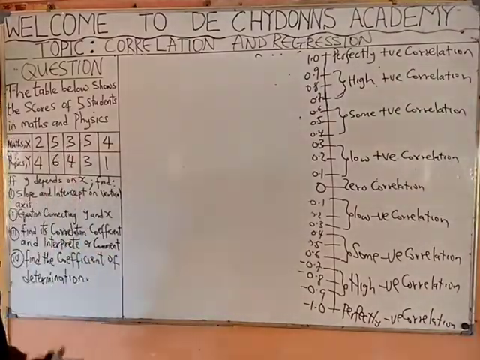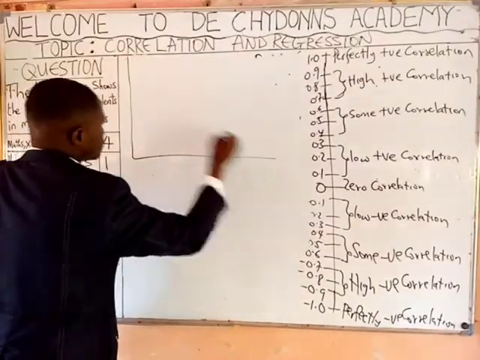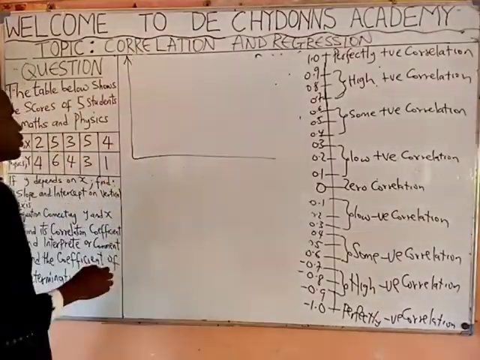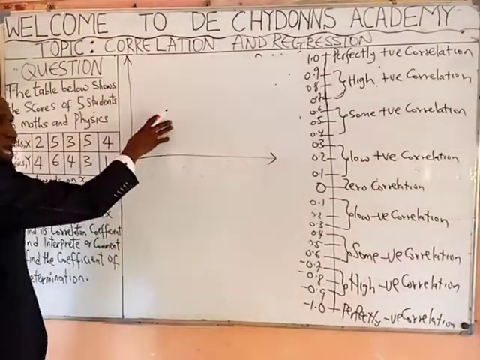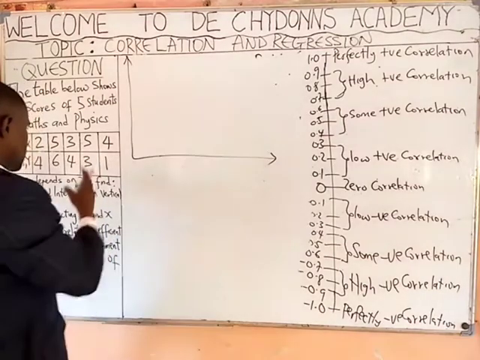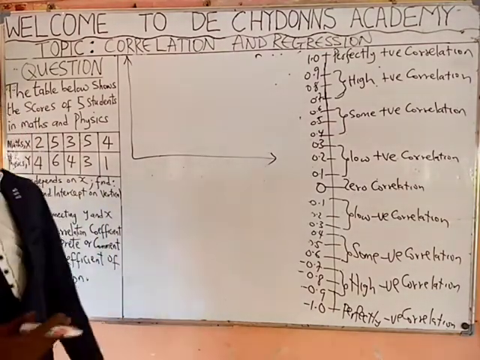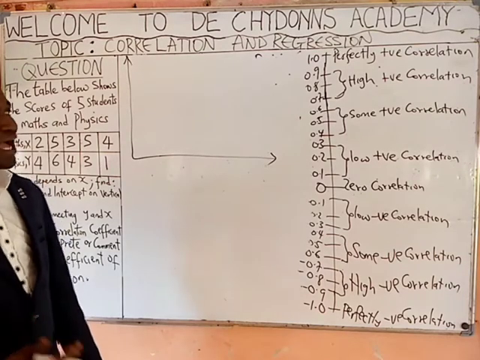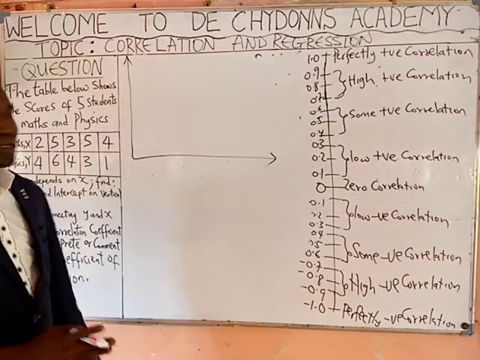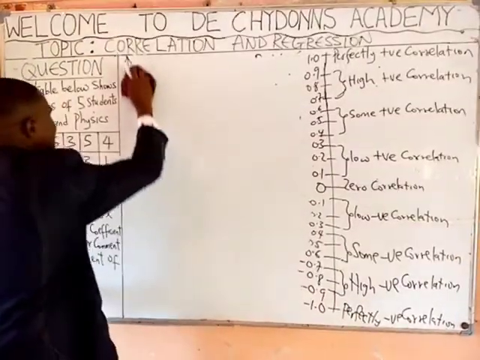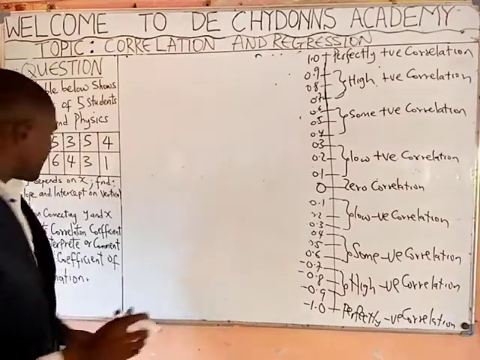After plotting this graph, you can use the graph to answer all these questions. But if you don't have time to use the graph to answer it, you can use the formula method and answer it correctly. Now, let's use the formula method since we don't have a graph sheet here.